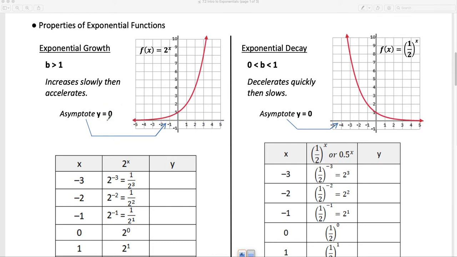And the equation for the x-axis is y is equal to 0 because that's what y is right here. Y is 0. That's where y is equal to 0.